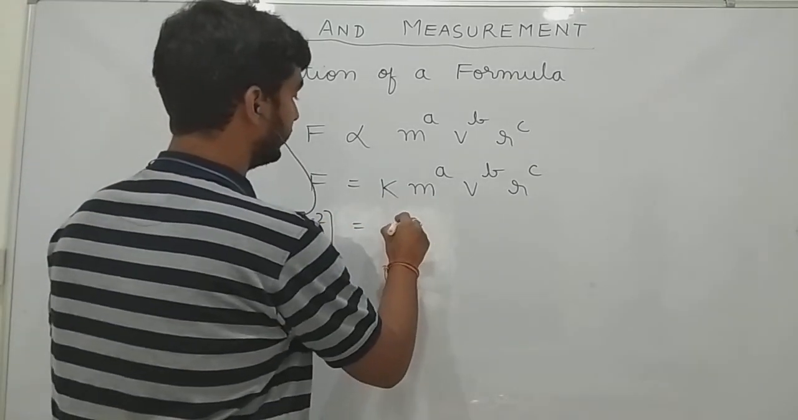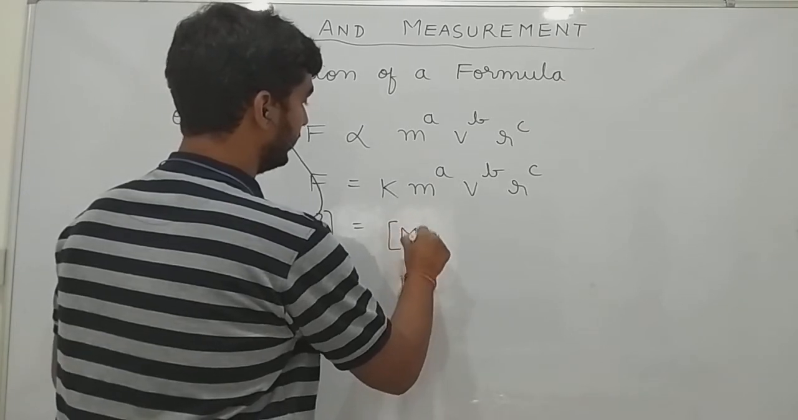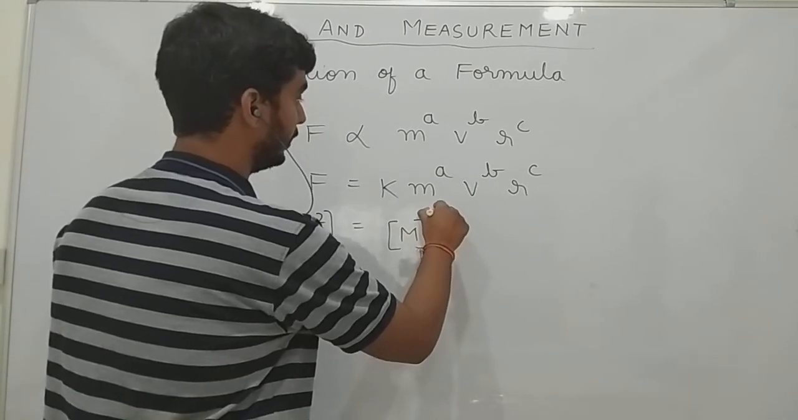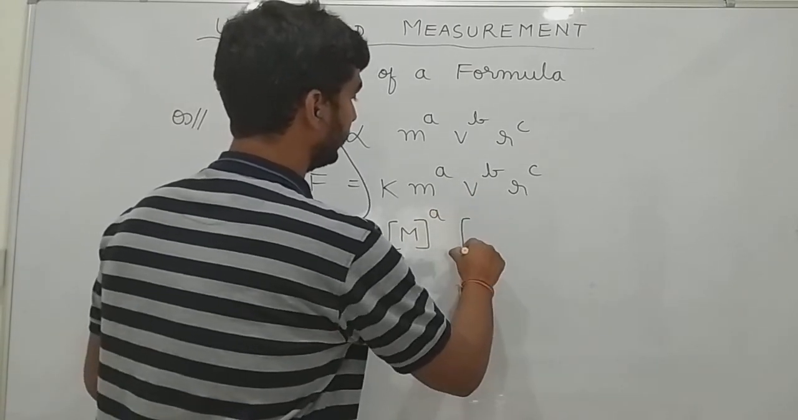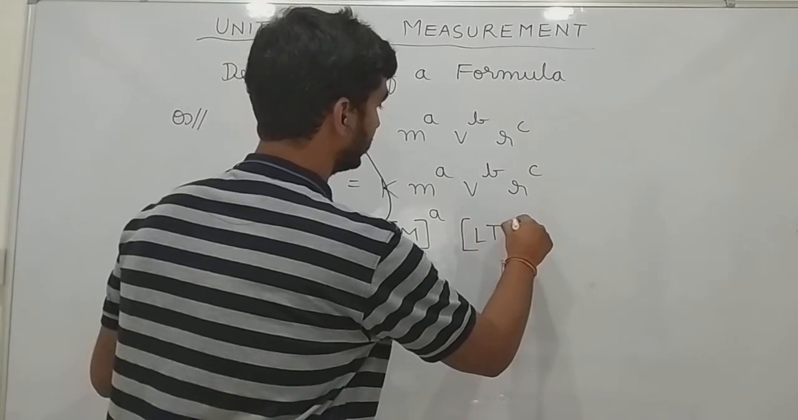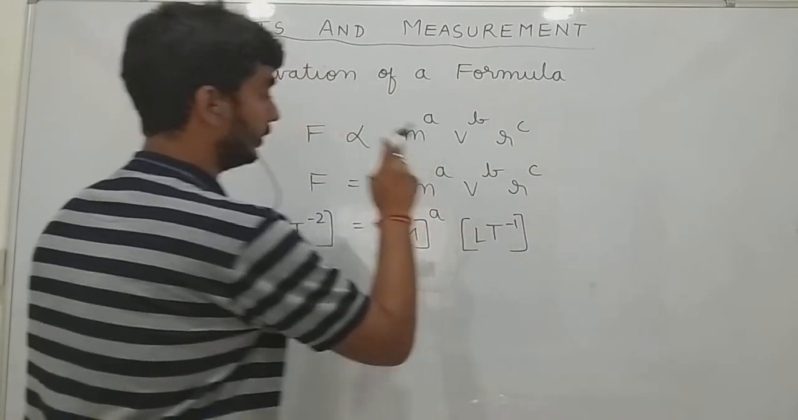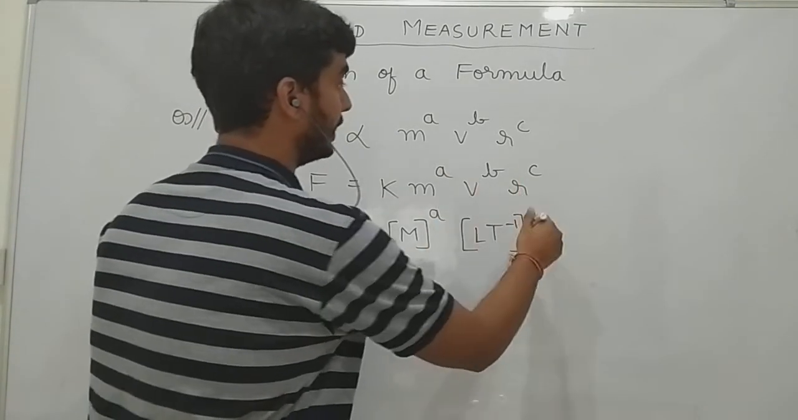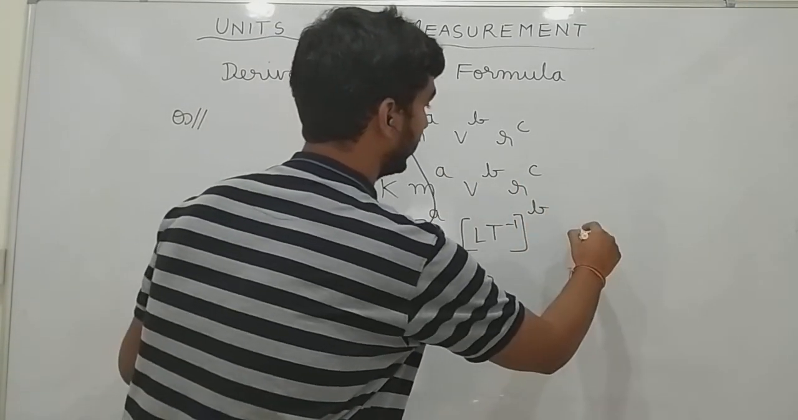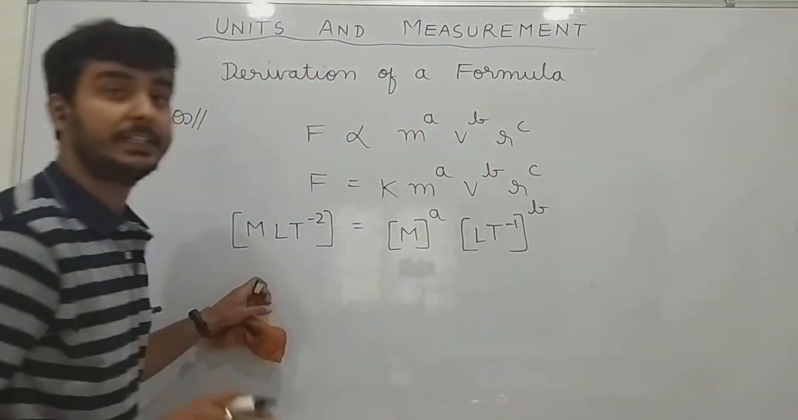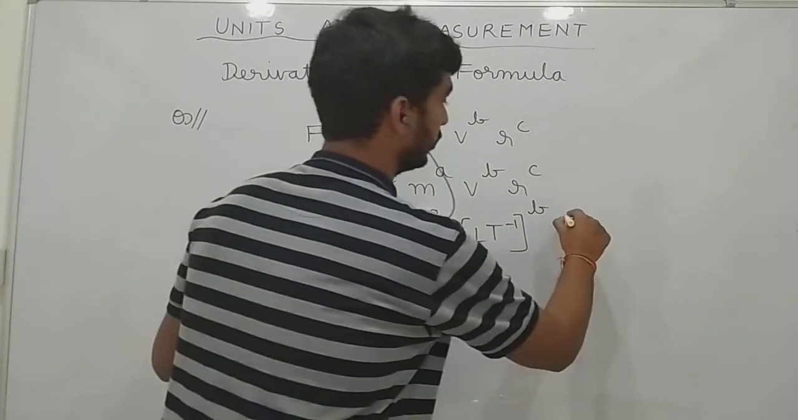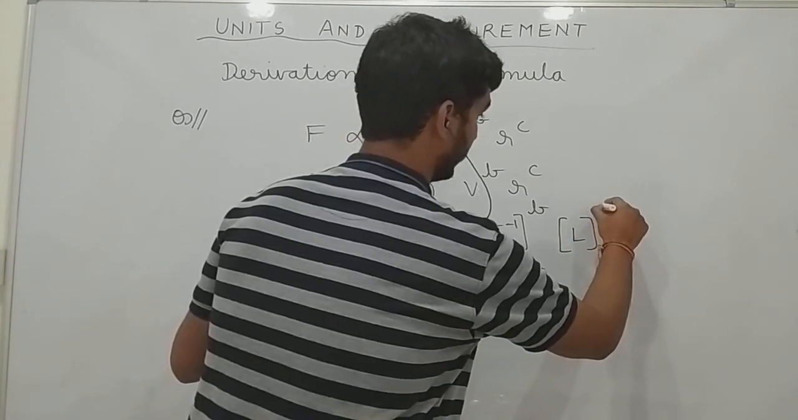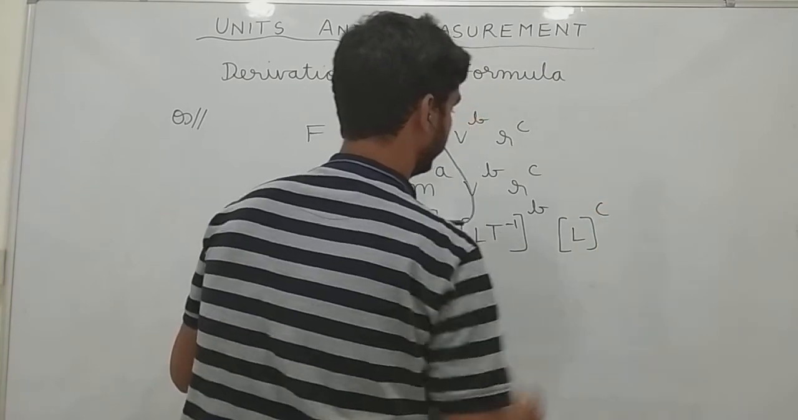What will be the dimension for mass? M, and the power of mass is A. So the power of dimension of mass will also be A. What will be the dimension for velocity? L, T minus 1. So the power of velocity is B. So the power of dimension of velocity will also be B. And what will be the dimension of radius? Radius is nothing but length. So it will be length. So the power of dimension of radius will be C.